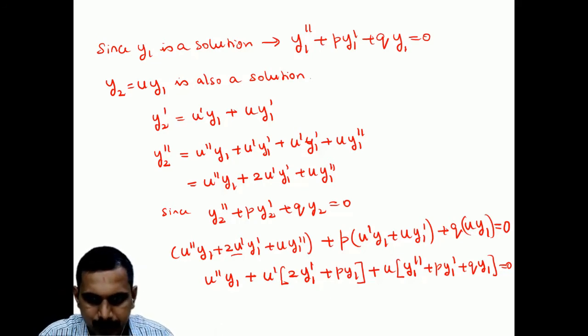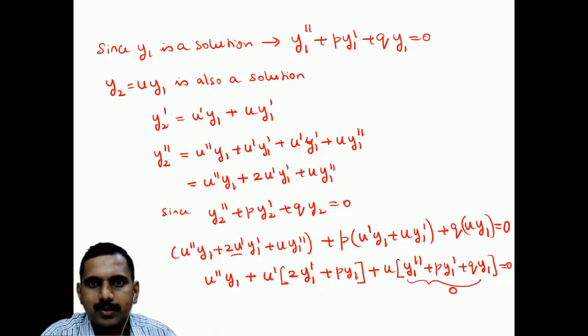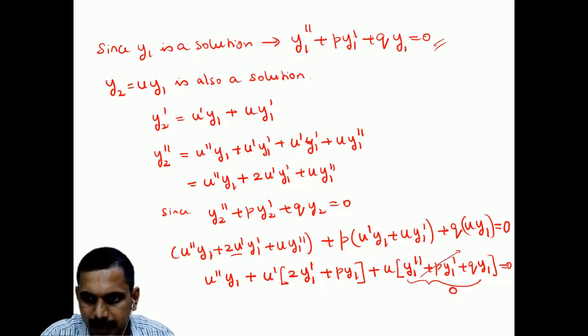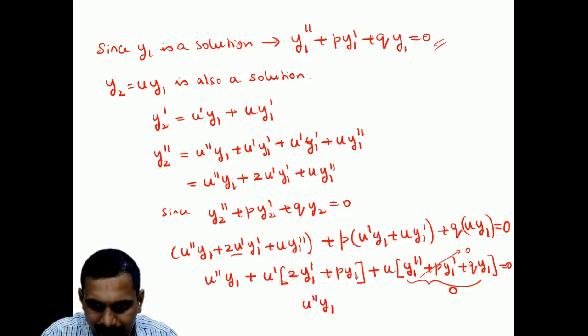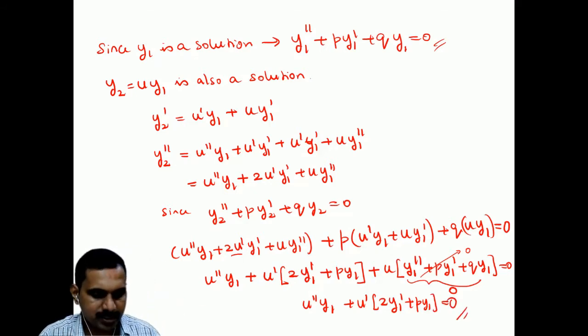So now next thing what we can do is, we can see here this goes to 0, is it not? This particular thing is 0, is it not? Why? Because y1 double dash plus p y1 dash plus q y1 is equal to 0 is given here already. So this goes to 0. So that is why you can write this as u double dash y1 plus u dash into 2 y1 dash plus p y1 is equal to 0. Let us have till here. Next step we will do next.